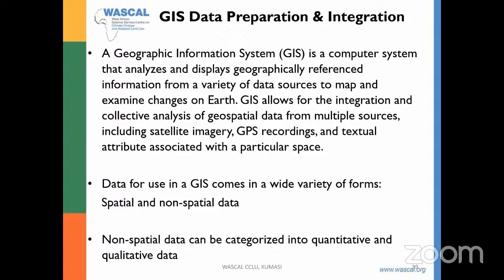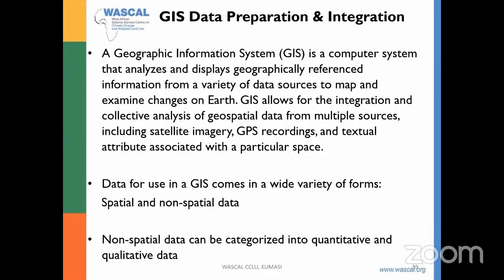Not only that, GIS can also handle textual attributes. So once we go to the field and do our soil measurements, we'll be calculating our bulk density and our stock. These are all attribute information about spatial data. And GIS provides the integration and use of all these data sets, so it provides us with a wide range of data forms.